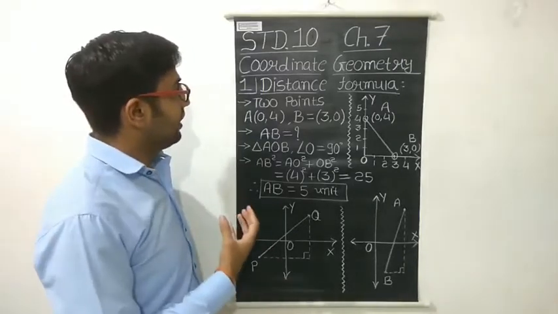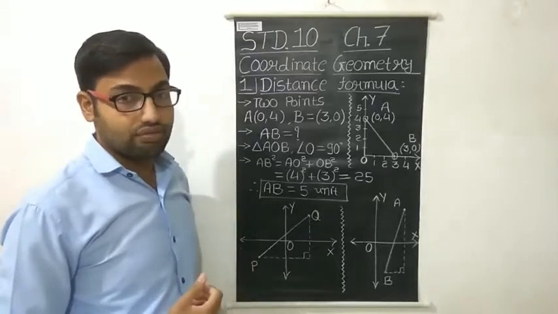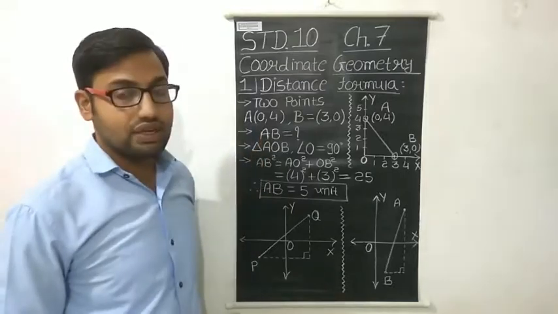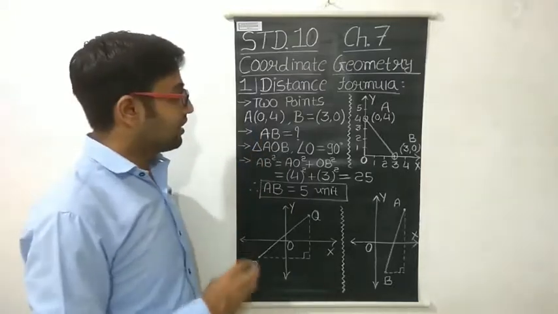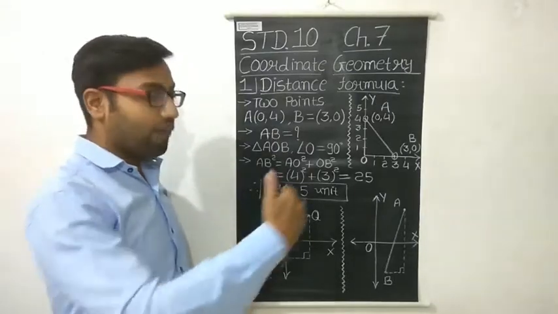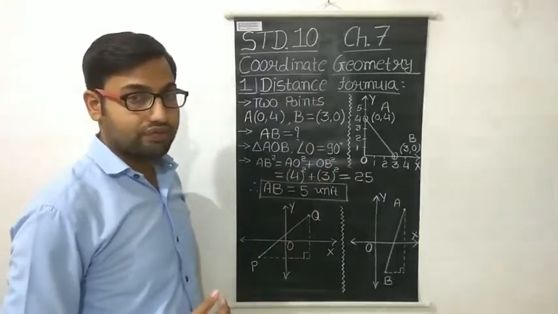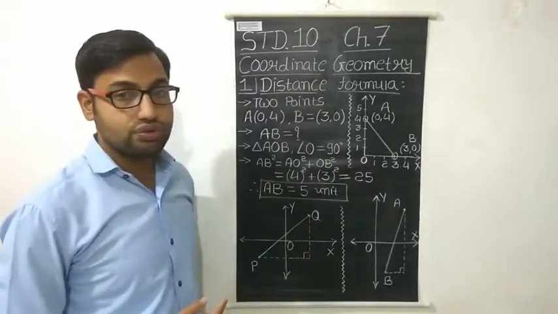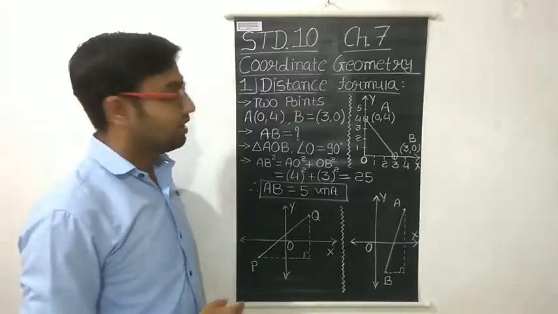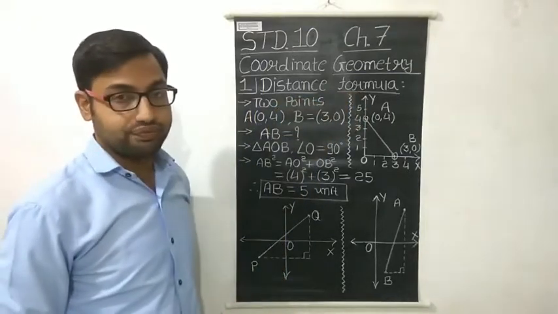So in standard 10 we have to study three formulas. First formula is the distance formula. Distance formula means if we are given 2 points in the Cartesian plane, then how to find out the distance between these 2 points. That is the first thing that we have to study. And in today's class we also study this point. So the first formula that we will study is the distance formula.